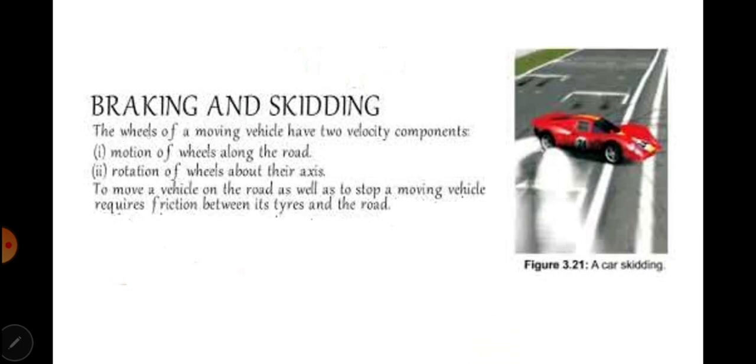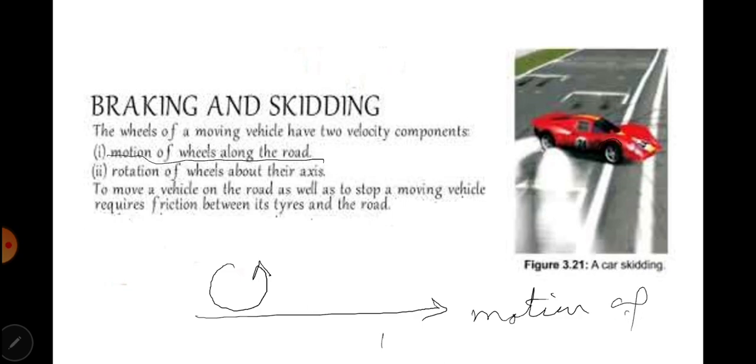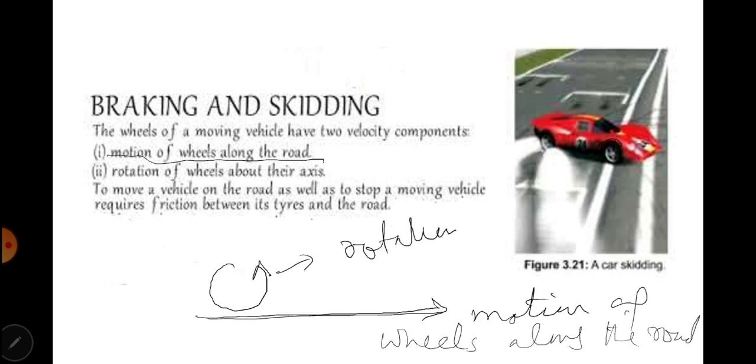Now braking and skidding. The wheels of a moving vehicle have two velocity components: motion of the wheel along the road and rotation of the wheel about its axis. If you see a car, the wheel is rotating in a circular path and also has a horizontal motion. Motion of the wheel along the road, and rotation of the wheel.